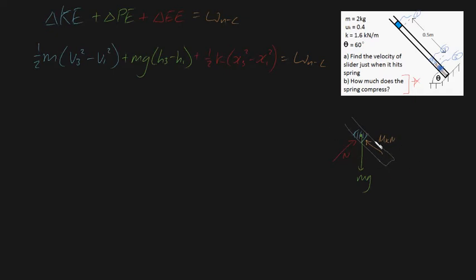Now I've already solved this type of thing in the previous problem, but basically N was shown to be equal to mg cosine theta. I won't be proving it in this video, I've already done it in the first part.